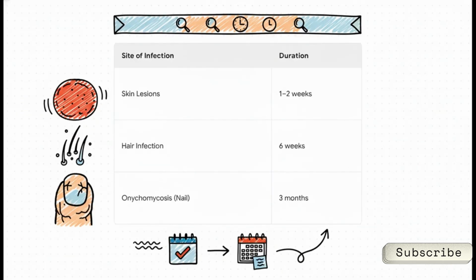Now, this is a really important point for when you're talking to patients. Treatment duration is not one size fits all. A simple skin lesion might clear up in a week or two. But if it's in the hair, you're looking at 6 weeks of treatment. And for nails, that's onychomycosis, we're talking 3 months. You have to explain this to your patients because if they stop early, it's just going to come right back.